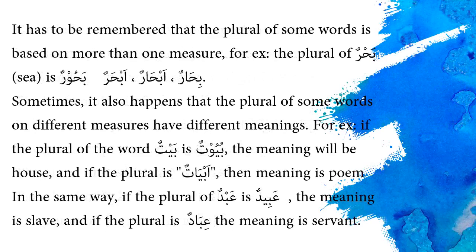It has to be remembered that the plural of some words is based on more than one measure. For example, the plural of bahr, sea, is abharun, biharun, and bahurun. Sometimes it also happens that the plural of some words on different measures have different meanings. For example, if the plural of baytun is buyutun, the meaning will be house. And if the plural is abyatun, then the meaning is poem. In the same way, if the plural of abdun is abidun, the meaning is slave. And if the plural is ibadun, the meaning is servant.